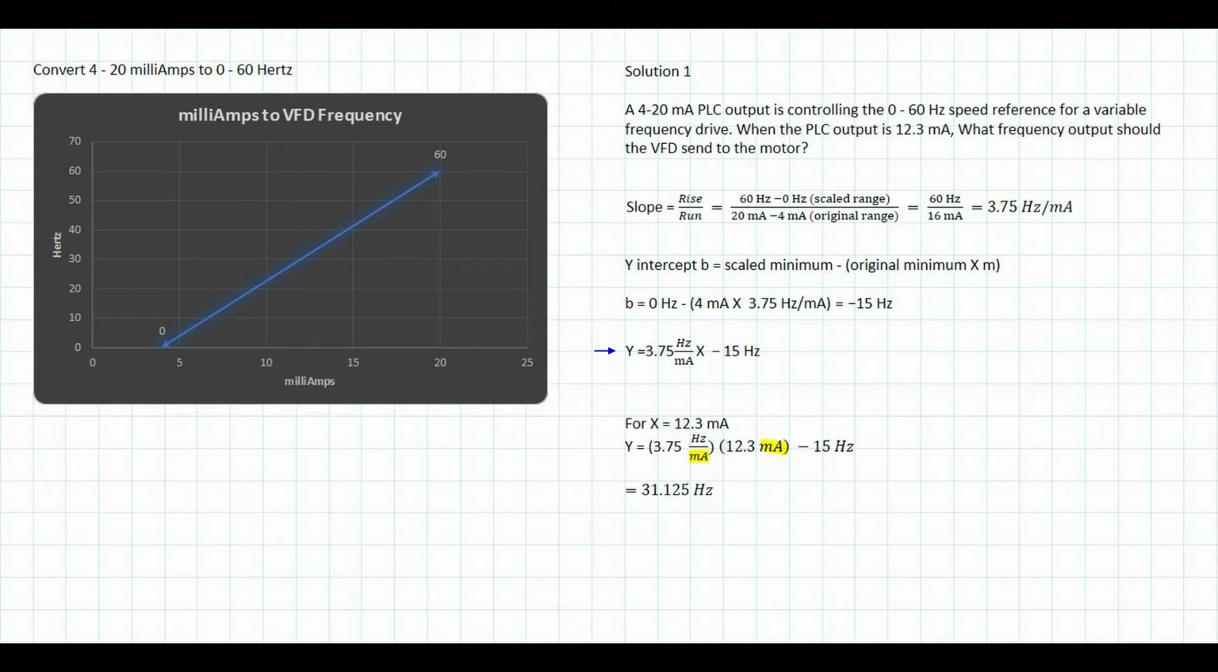Putting this all together, we have a final equation of y equals 3.75 Hz per milliamp multiplied by x minus 15 Hz. When x is equal to 12.3 milliamps, that gives us 3.75 Hz per milliamp multiplied by 12.3 milliamps minus 15 Hz. The milliamp units from x will cancel with the milliamp units in the denominator of the slope, leaving us with a final unit of measurement of Hertz. In this solution, 31.125 Hz, a little over 50%.